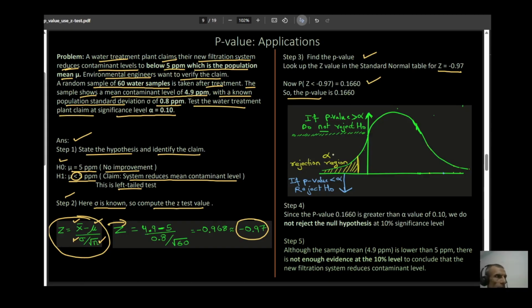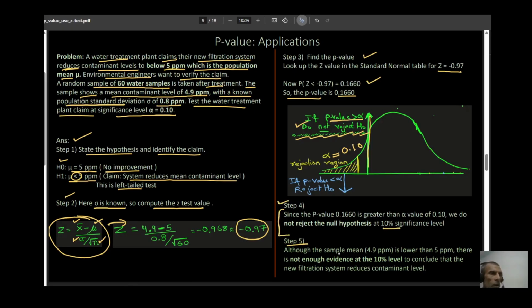So in this case, my alpha is 0.10 and my p-value is 0.16. So it is in this area right here. Okay, it actually comes over here. All right. So my p-value in this case, right there you can see it is greater than alpha. So in this case, do not reject my null hypothesis. So in step 4, I am not rejecting the null hypothesis at the 10% significance level.